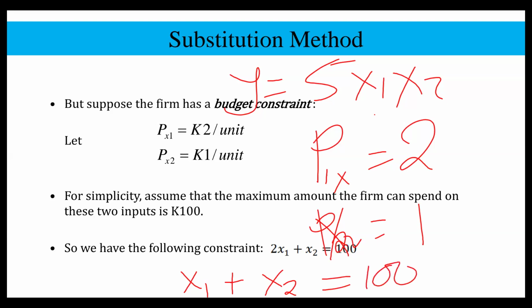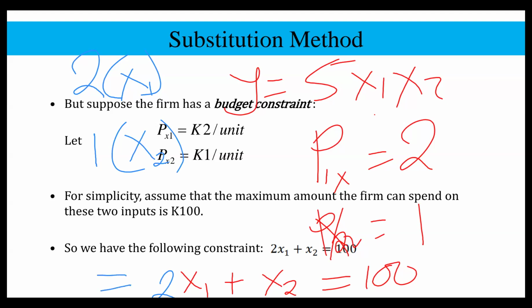So how much of X1 are you buying? The price is 2 kwacha per unit, and x1 is the number of units. So how much you have spent on X1 is 2, the price per unit, multiplied by x1, the number of units. Then for the second input, the price is just 1 kwacha, multiplied by the number of units, which is x2. When you consolidate these together, your spending should be equal to 100 kwacha. And therefore, this is your budget constraint.